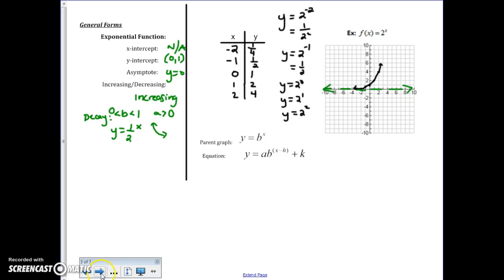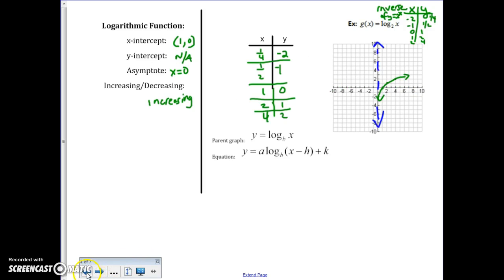And let's look at the next thing. Here you have a logarithmic function. Hopefully you're noticing the differences. This log function has an x-intercept at the point (1, 0). What does it not have? It doesn't have a y-intercept.